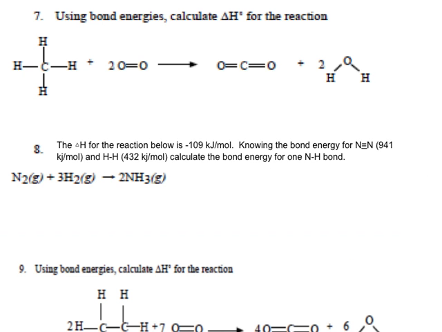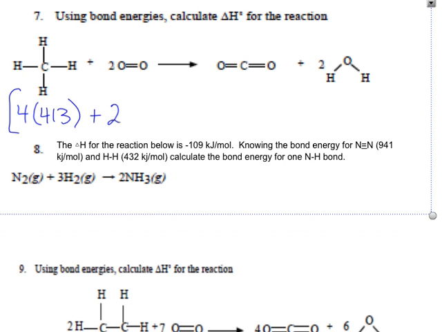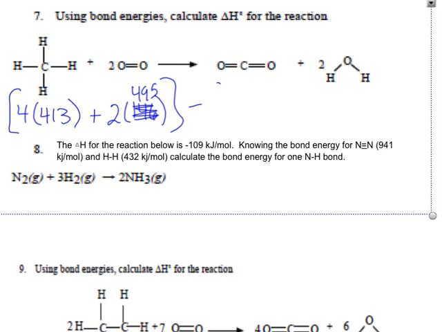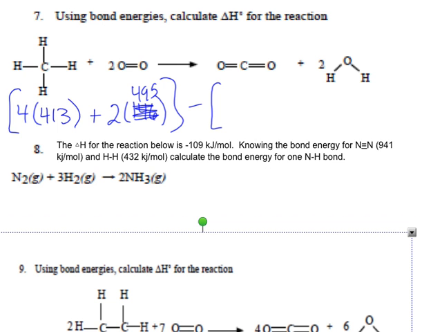Okay, so let's do this. Bonds broken. What are we breaking here? 4 C to H's. What's the value from your table of that? 413. Plus, how many O double bond O's are we breaking? 2 O to O's. And what's that value? 495. Okay, that's bonds broken.